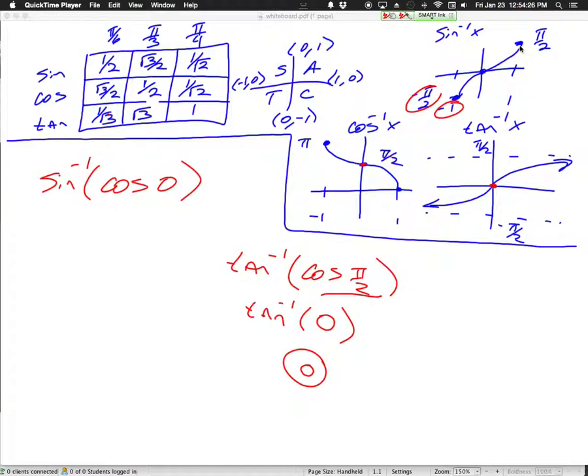Here's the one that gets everybody. See what you do about it. Inverse sine of cosine of 0.